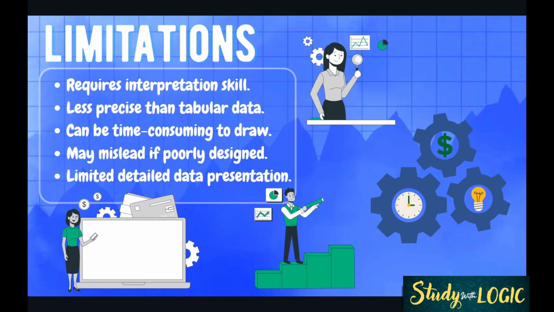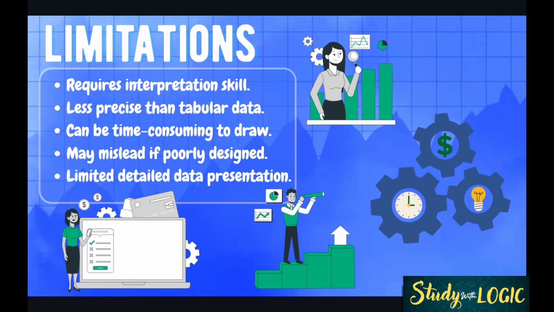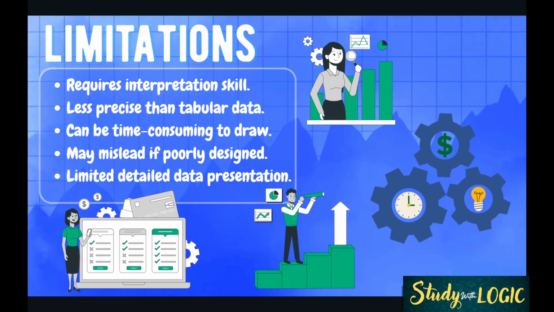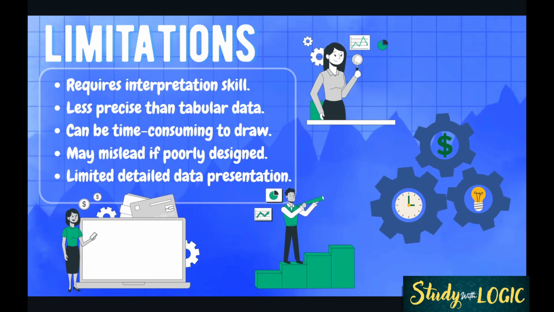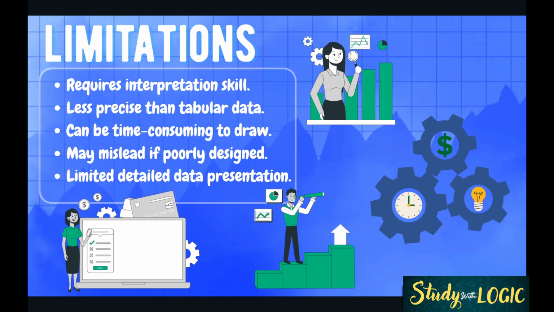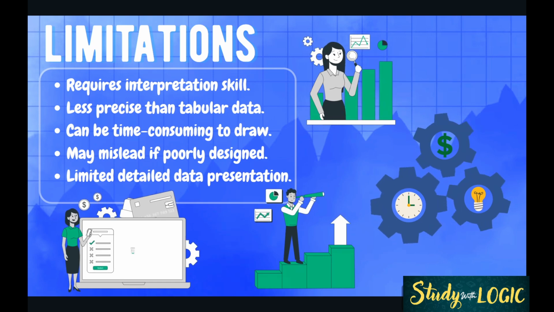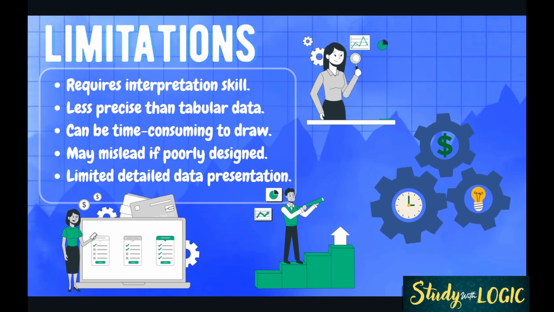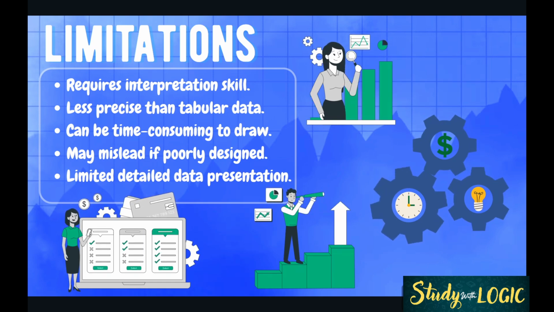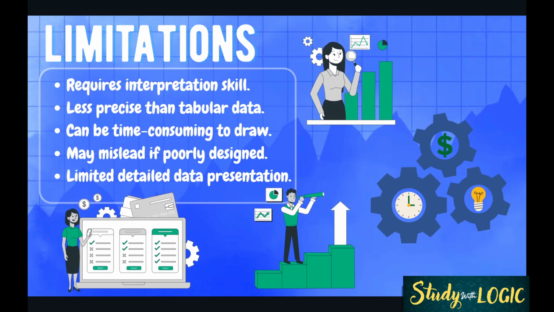Next, can be confusing sometimes. If the graphs are not done well, they can make things harder, not easier, which means at times graphs create problems. Last limitation or disadvantage is that they do not show everything. A graph usually shows only part of the full information. They provide restricted information, which means the data is limited.